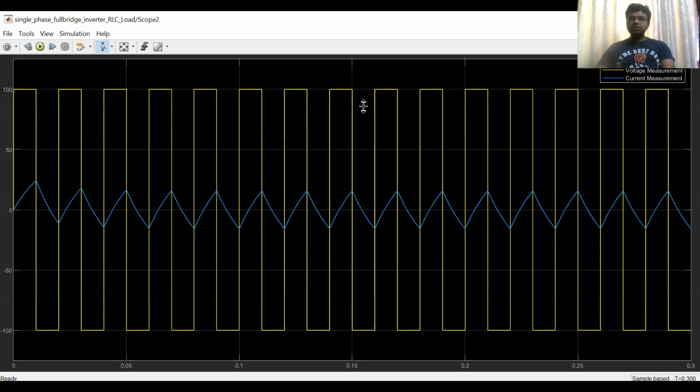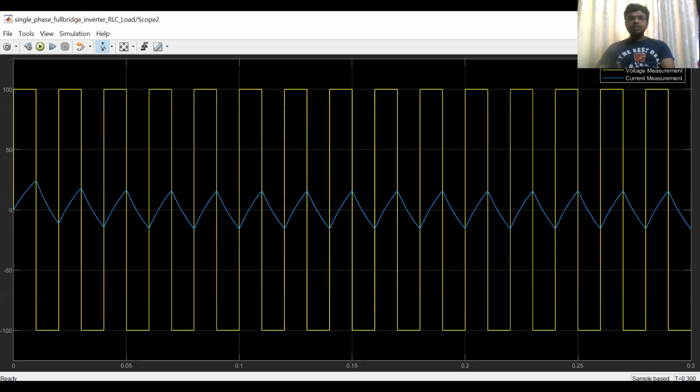What is meant by voltage source inverter? The output voltage is independent of the load, and the output current is dependent on the load. So that is the reason you are getting this voltage. This voltage is a square wave for any load, but the current shape changes.